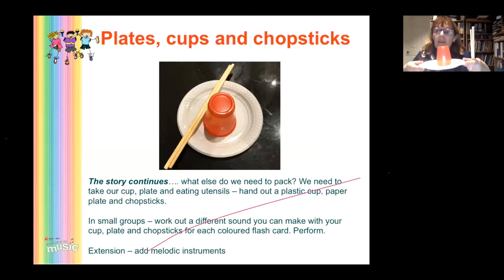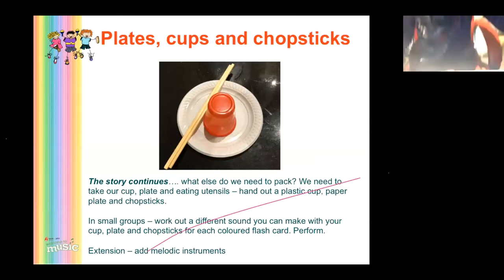So we have spoken the rhyme, we've done body percussion to the rhyme. And so this time you'll see, what else do we need to pack? We take our cup, plate, and eating utensils, so we hand all that out. And in small groups, we're going to work out a different song that you can make with your cup, plate, and chopsticks for each flashcard. So I give a few examples, and I'm just going to put the camera down so you can see.